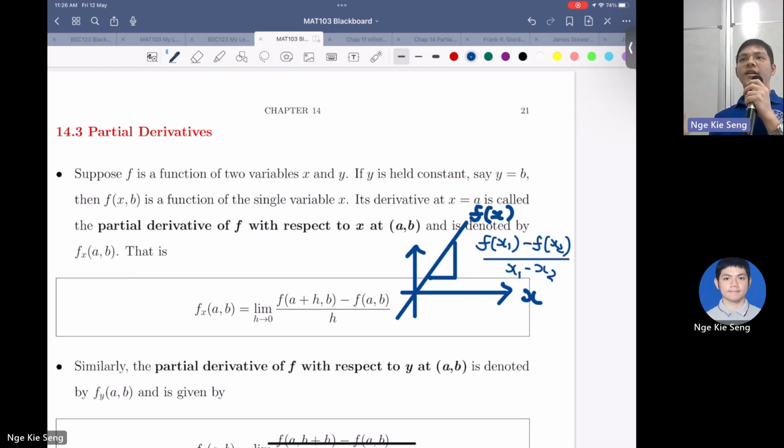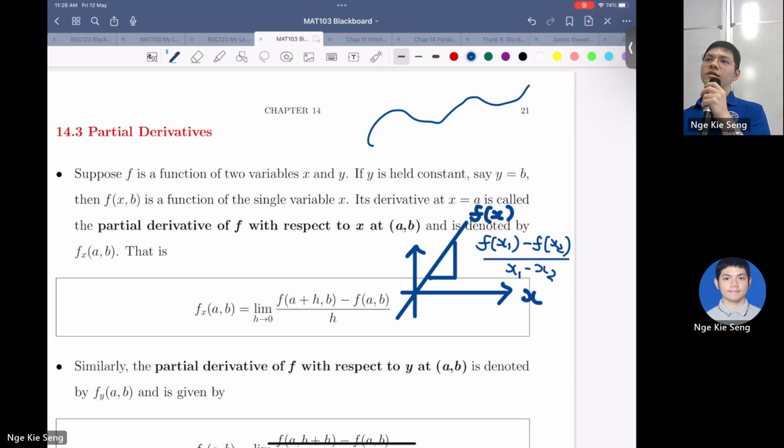So how do we extend this idea to something that's not straight? What can we do? We try to use more straight lines to approximate a tangent line at any point on the curve. Does it make sense or not? Does it make sense?